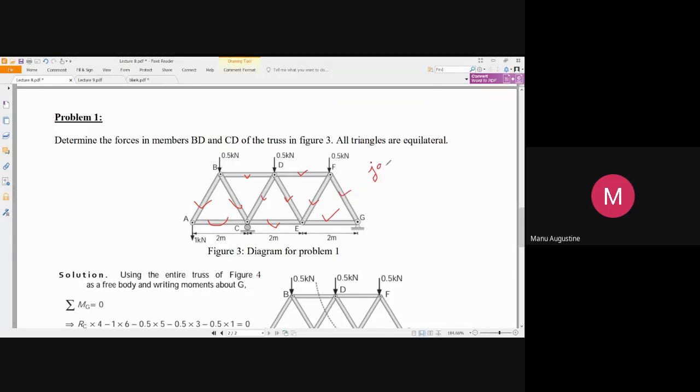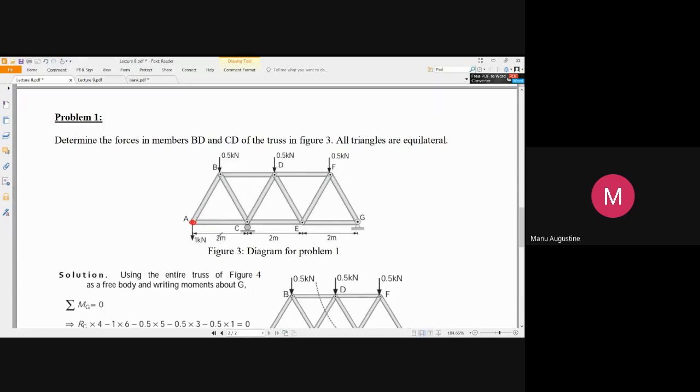Because method of joints will individually take you to one joint at a time and it will find forces related to that joint. For example, if we try to solve this same problem by the method of joints and we are targeting the identification of forces in all the members, then you would ideally start at joint number A.